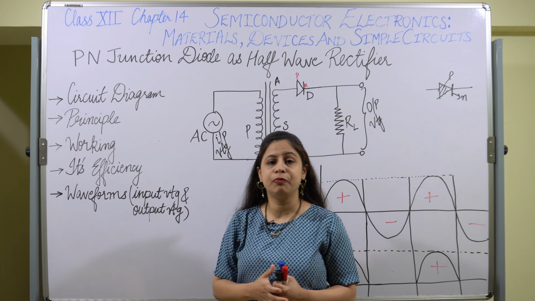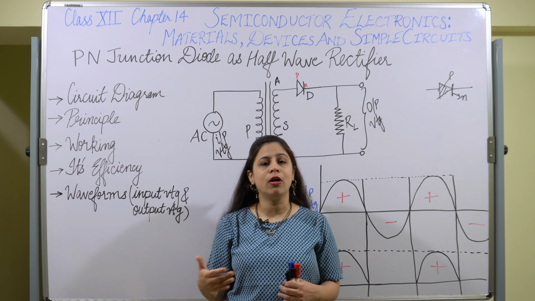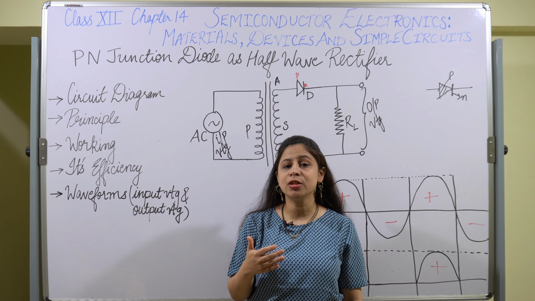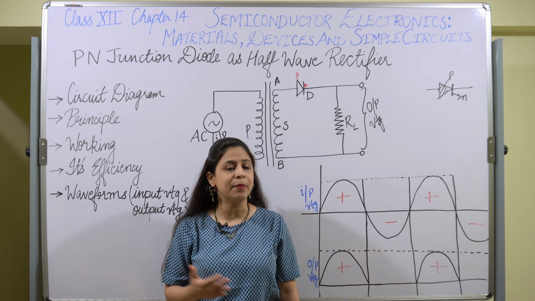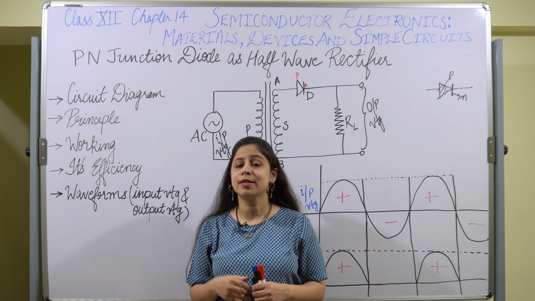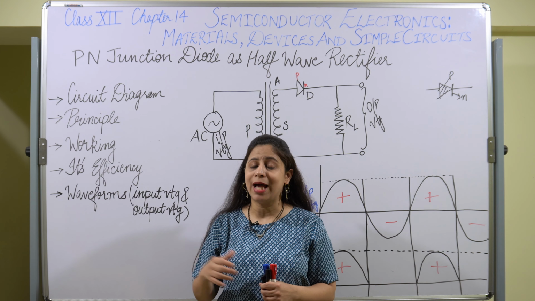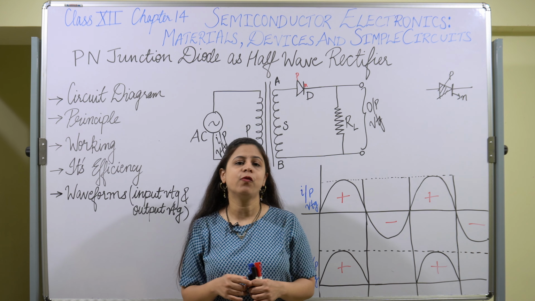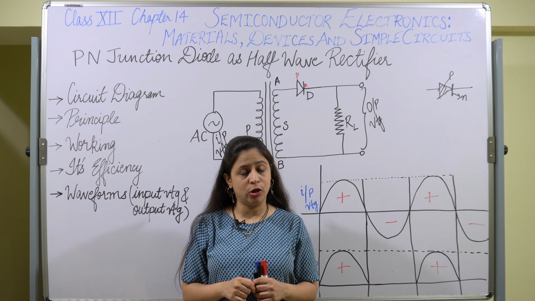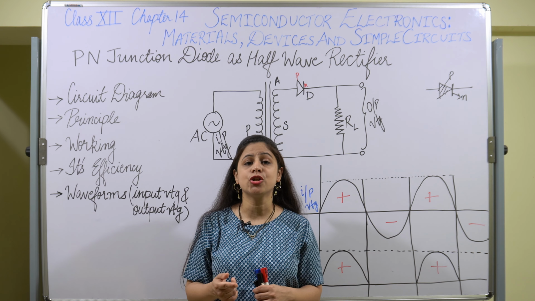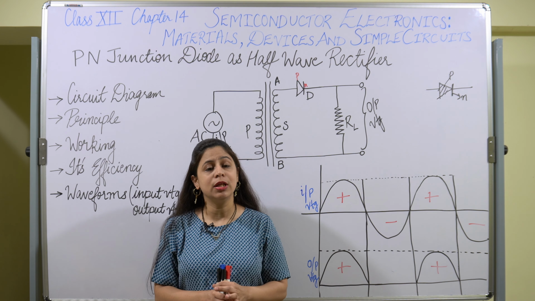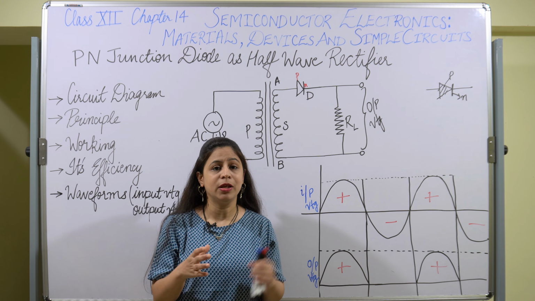Now the principle. To study the principle, let us recall some facts about the PN junction diode. A PN junction diode is forward biased when the P-type semiconductor is connected to the positive terminal of the battery and the N-type semiconductor is connected to the negative terminal. But if the P-type is connected to the negative terminal and the N-type to the positive terminal, then it is said to be reverse biased. This is a very important fact and will be used here.